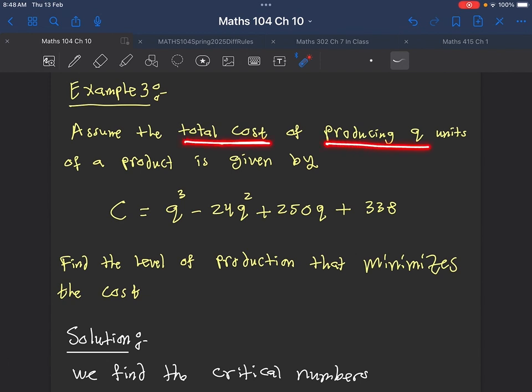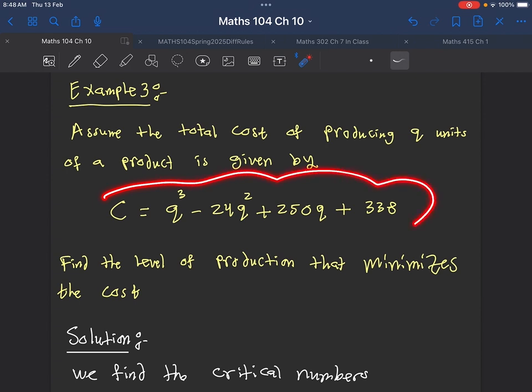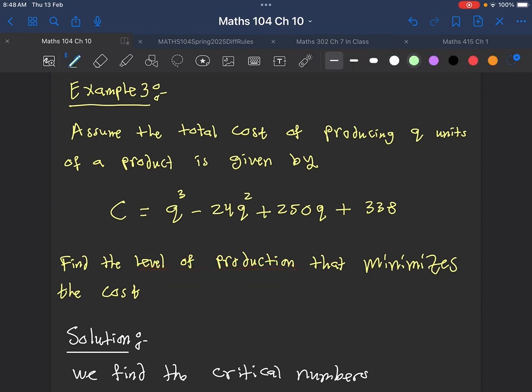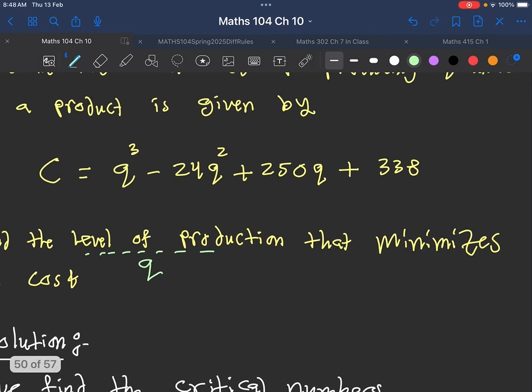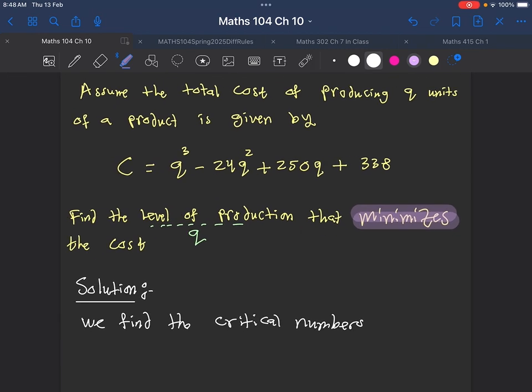In example number 3, we are given that the total cost for producing Q units of a product is given by this formula. And the question is, we need to find the level of production. Remember, when we are asked to find the level of production, this means we need to find Q that minimizes the cost. So now we don't need the maximum, we need the minimum.